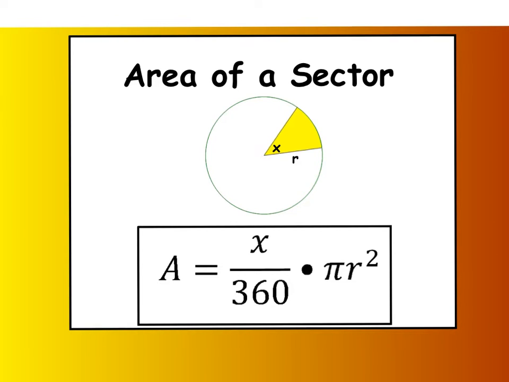When our area is not a simple 1/4 or 1/2, we can add x over 360 into our formula. So the x over 360 is going to represent the fraction of the circle that we're looking at. We know a full circle is 360 degrees, and if we have the degree of our sector, we can solve for any sector.